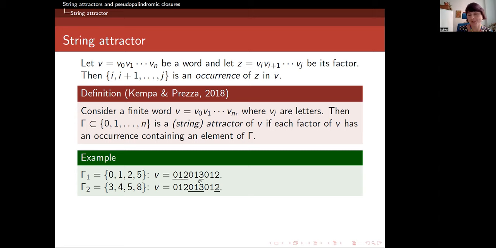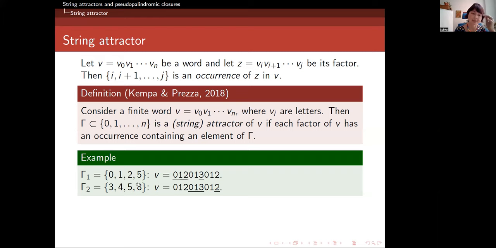In order to see that, it's sufficient to check whether the factors which are not underlined have an occurrence containing a position from the attractor. First the factors of length 1: 0, 1, and 2 have an occurrence containing a position from the attractor because they are underlined here. Then there are factors of length 2: 0, 1, which is also here, so it has an occurrence containing, for instance, the position 0. And here we have another factor of length 2, 1, 2, which occurs as well here, so it also has an occurrence containing a position of this attractor. And the last one, 012, this factor of length 3, is again here. It has such an occurrence, so it crosses all three positions from this attractor. So yes, this is an attractor.